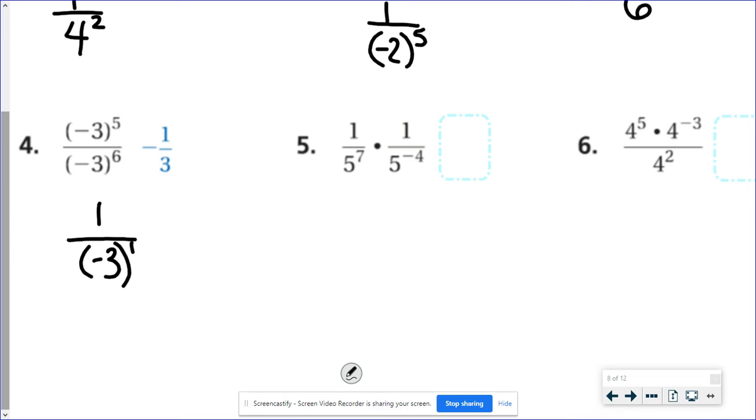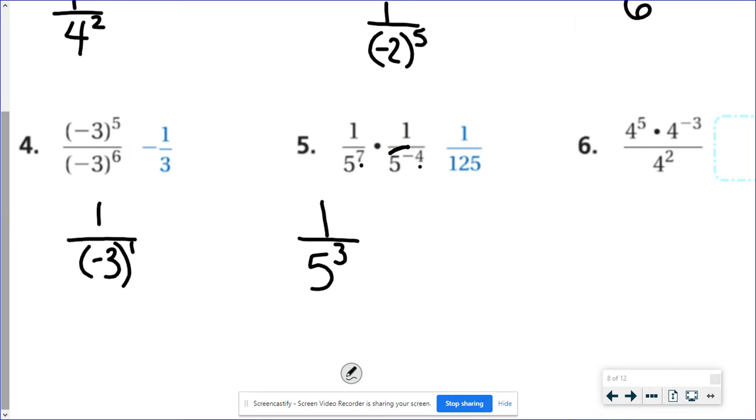In number 5, 2 options. Either you can make that 5 to the -4th happy, or we could just add those exponents together. I could have, and I can do this problem both ways, 1 over 5 to the 3rd power, because if I add the 7 and the -4, I get a 3. And 1 over 5 to the 3rd is 1 over 125.